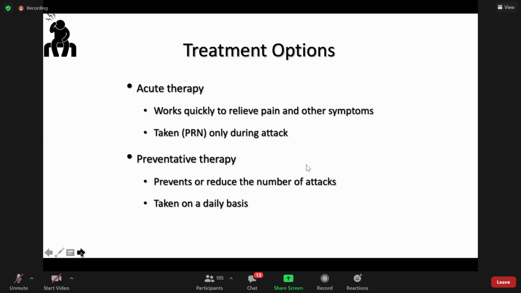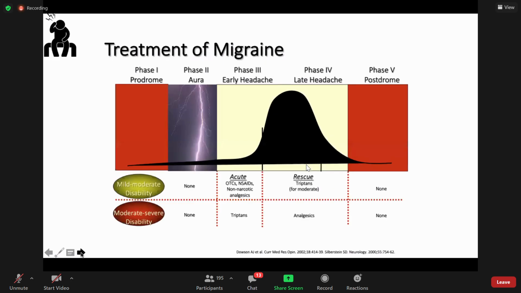So it is not something that we choose if the patient does not have frequent attacks. So the treatment during phase 1, prodrome and aura, there is no need for treatment. However, during the early headache, if it is mild to moderate disability, we only rely on over-the-counter analgesic or non-steroidal anti-inflammatory. If it is moderate to severe, we go to triptans like sumatriptan, rizatriptan, and so on. If that doesn't work, we go to the rescue medications.